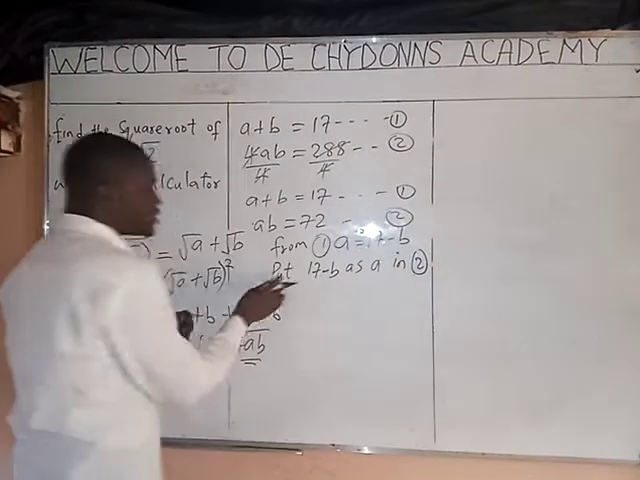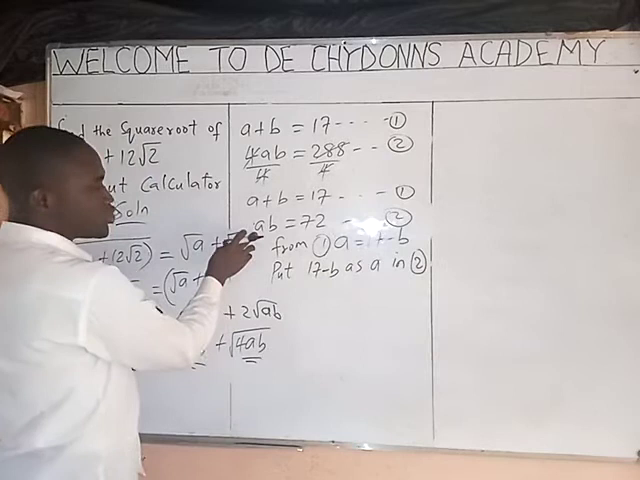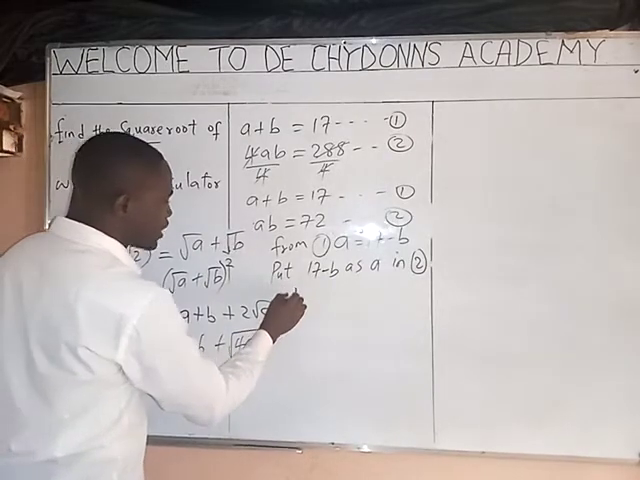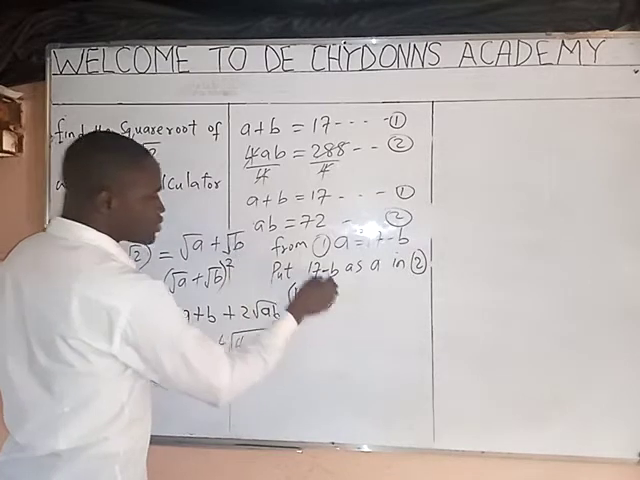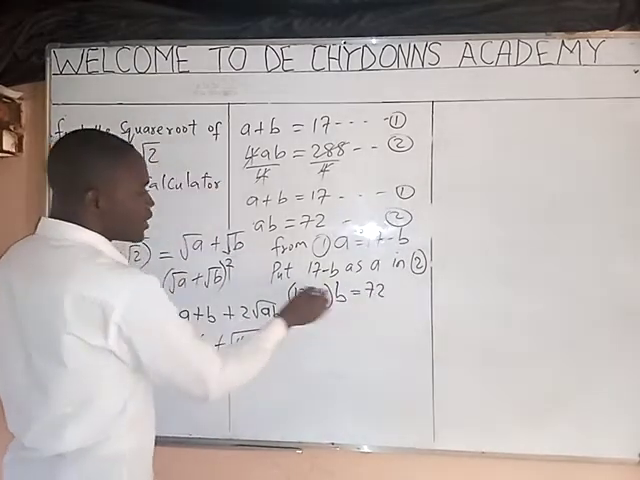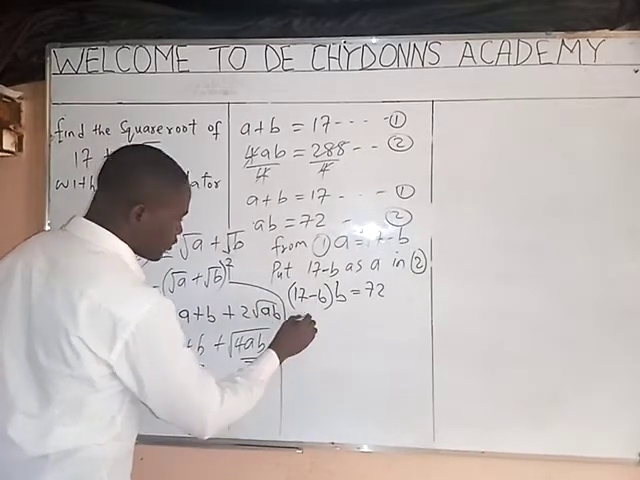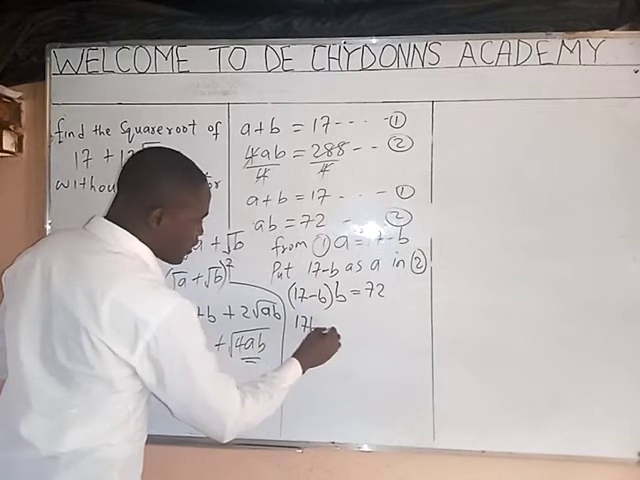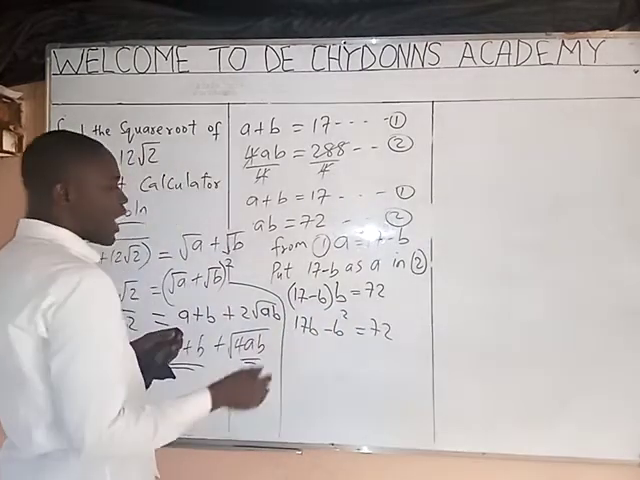We say put 17 minus b as a in equation 2. Look at your a, we remove it and put 17 minus b. Then times b equal to 72. Then what do we have? b times 17 is 17b. b times minus b square equal to 72. What do we have here?